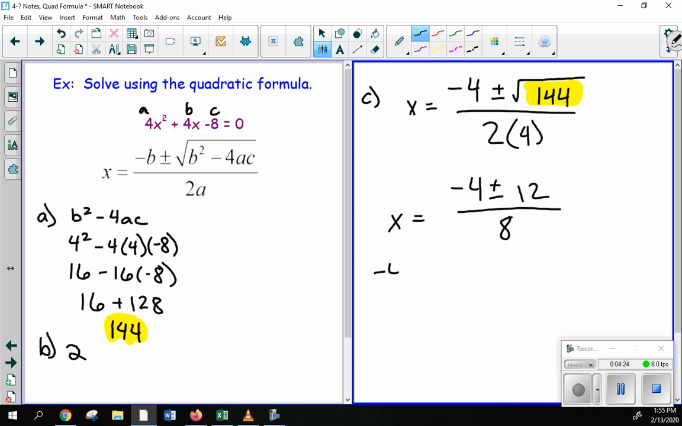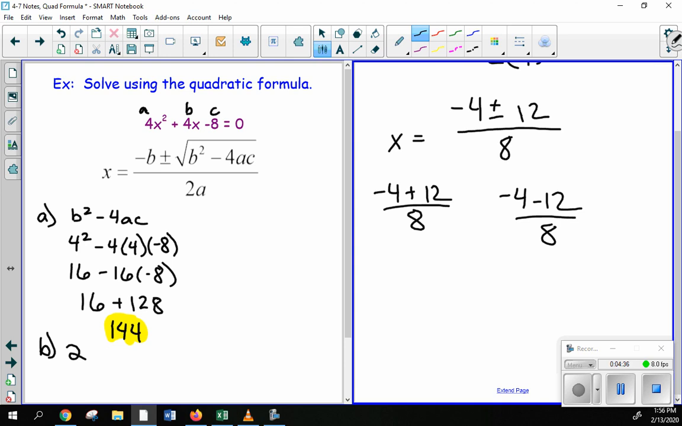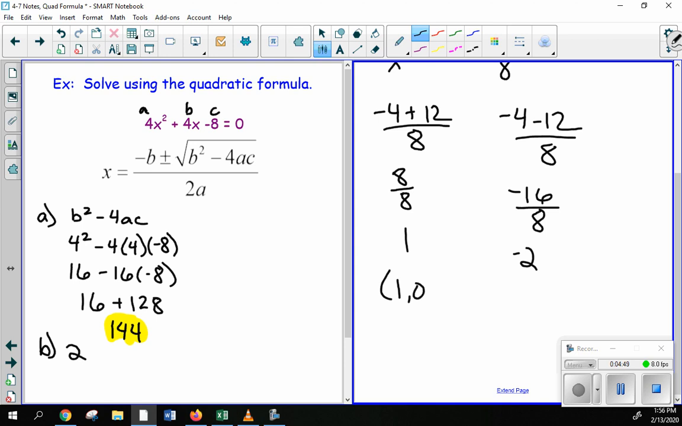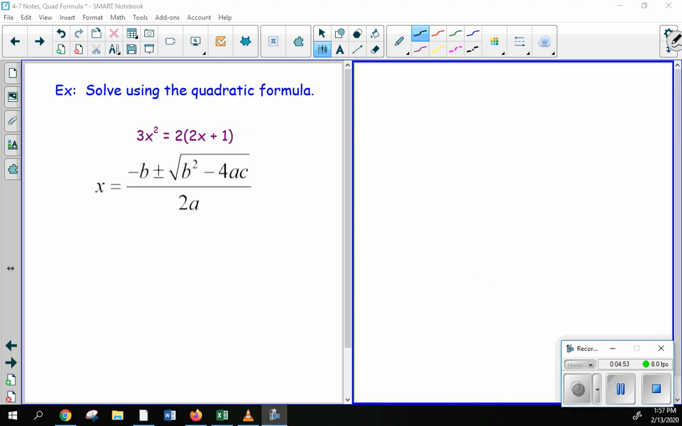So I have negative 4 plus 12 over 8 and negative 4 minus 12 over 8. This just gives me 8 over 8, and this is 1. And this one's going to give me negative 16 over 8, which is negative 2. So my 2 x-intercepts are 1, 0, and negative 2, 0.